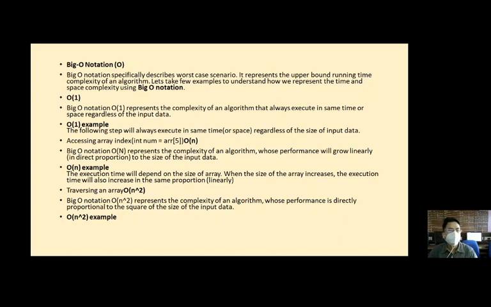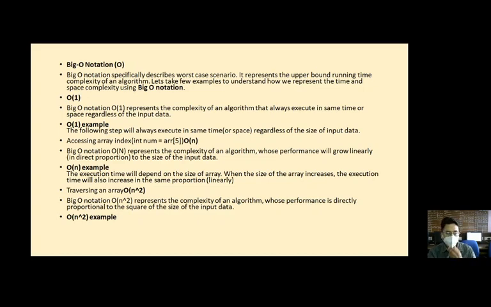In the O(n) example, the execution time depends on the size of the array. When the size of the array increases, the execution time will also increase in proportion to n. And traversing the array with nested loops will take O(n) square. It is the worst case complexity, and it is directly proportional to the square of the size of the input.